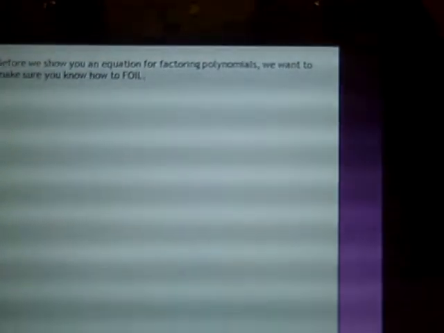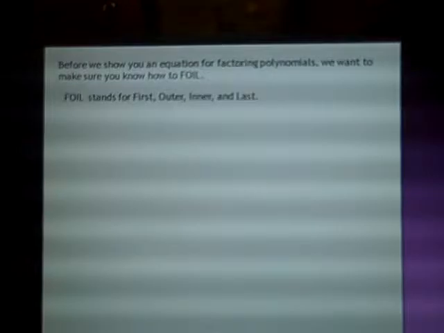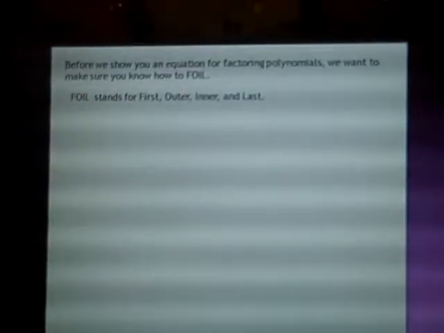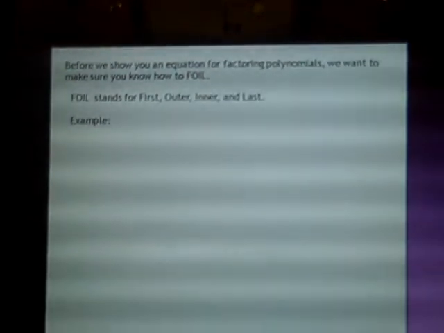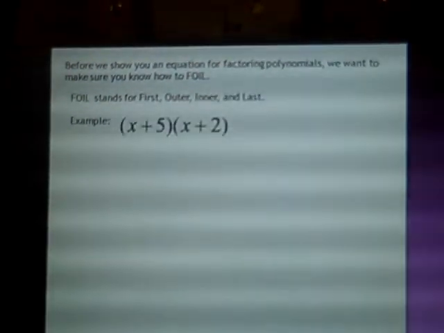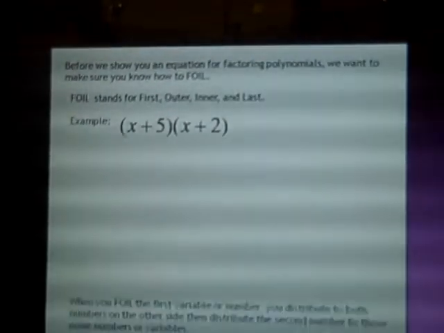Before we show you an equation for factoring polynomials, we want to make sure you know how to FOIL because most of this lesson is about foiling. If you don't know what FOIL stands for, it stands for first, outer, inner, and last. Our example for foiling is x plus 5 times x plus 2.